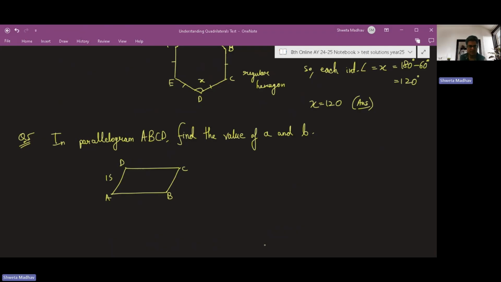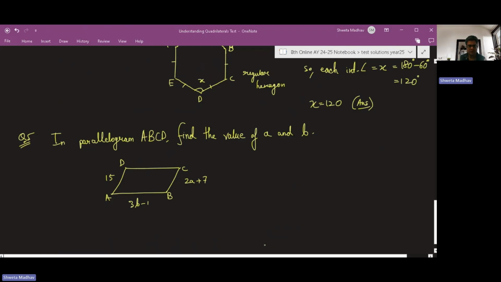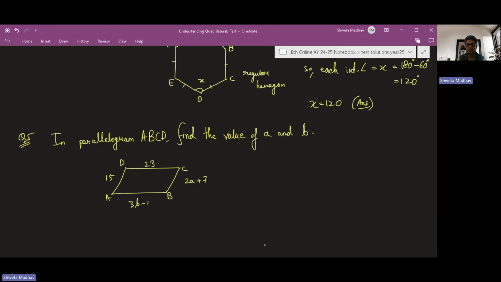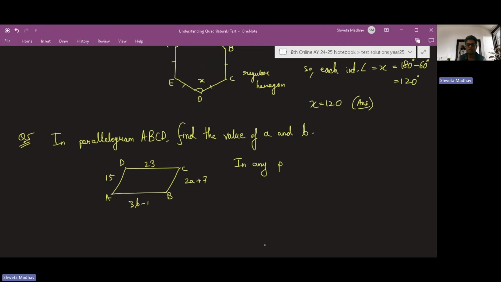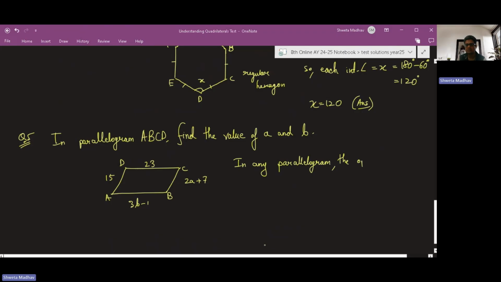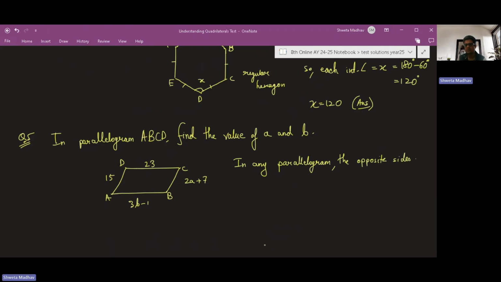The length of the side AD is 15 and BC length is 2A plus 7 units, and AB length is 3B minus 1 and DC is 23 units. So as you know that in any parallelogram, the length of the opposite sides are equal.